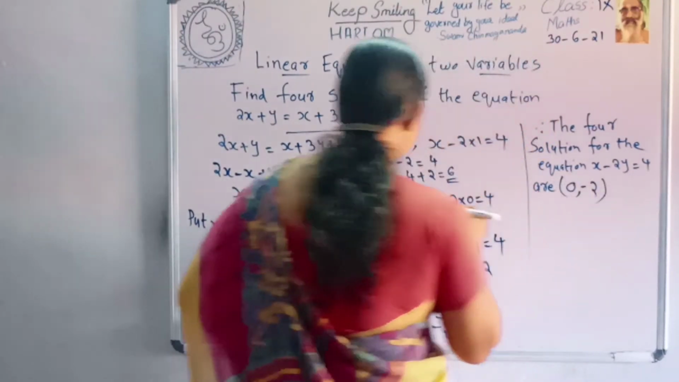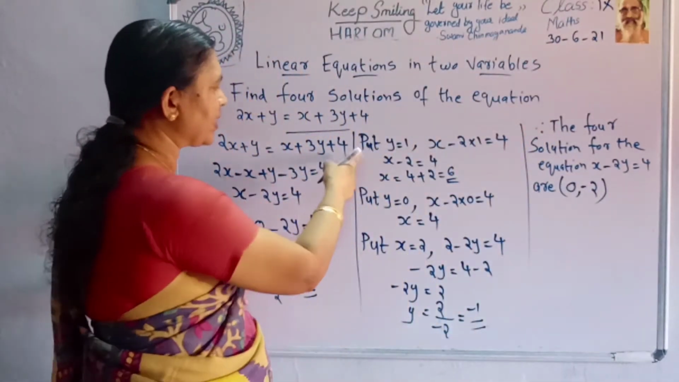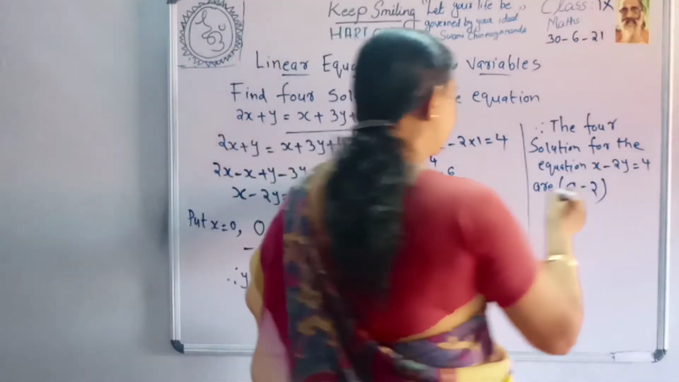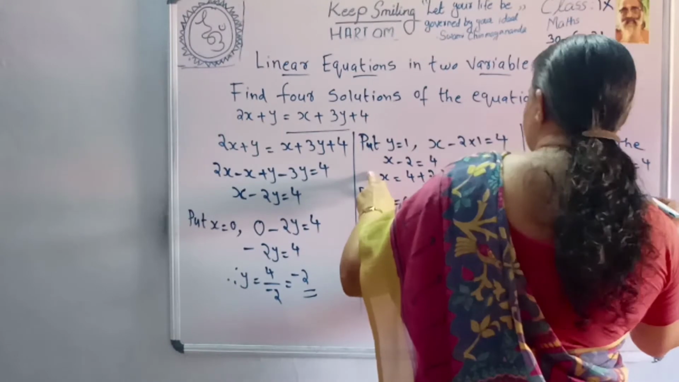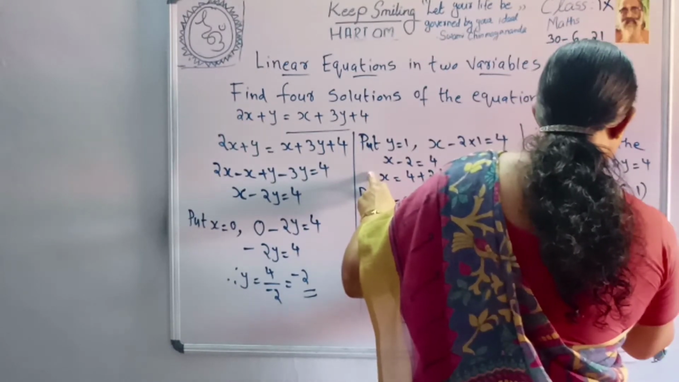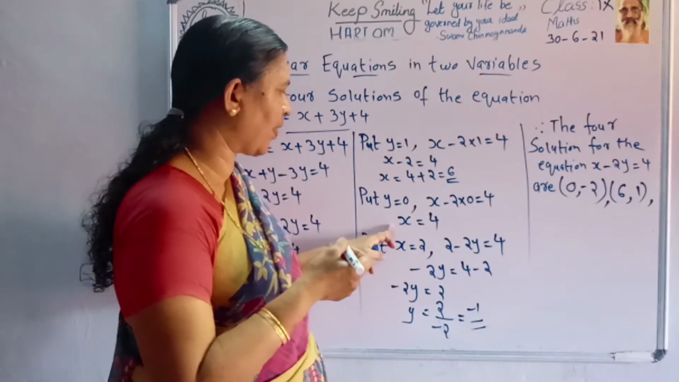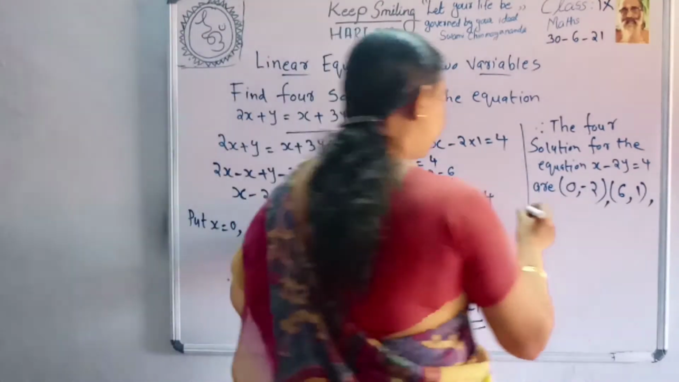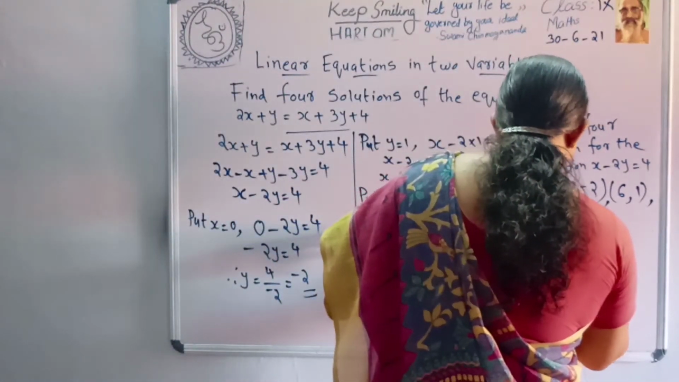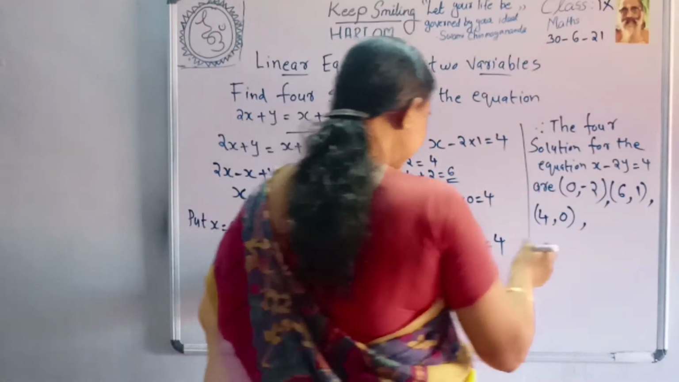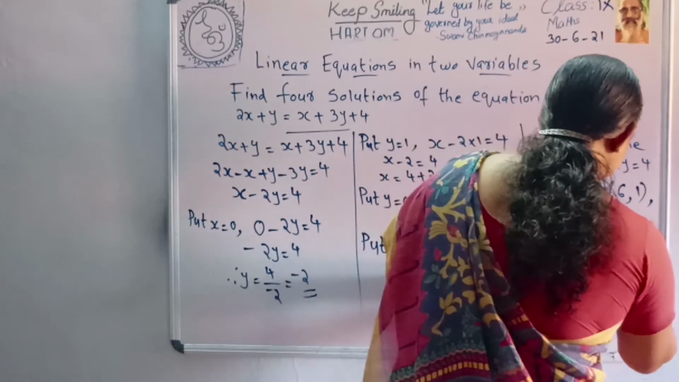Then the second value is, we put y is equal to 1 and then what we get? x is equal to 6. So we write the x value first, 6, 1. Then what is the third one? y is equal to 0 and x is equal to 4. Therefore we write 4, 0. One more solution, x equals 2 and y is equal to minus 1.